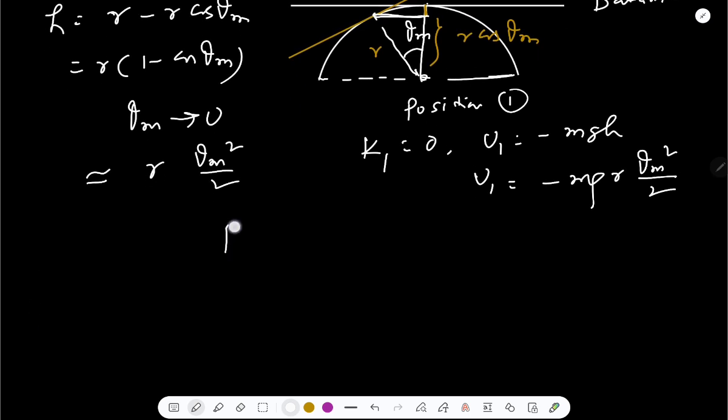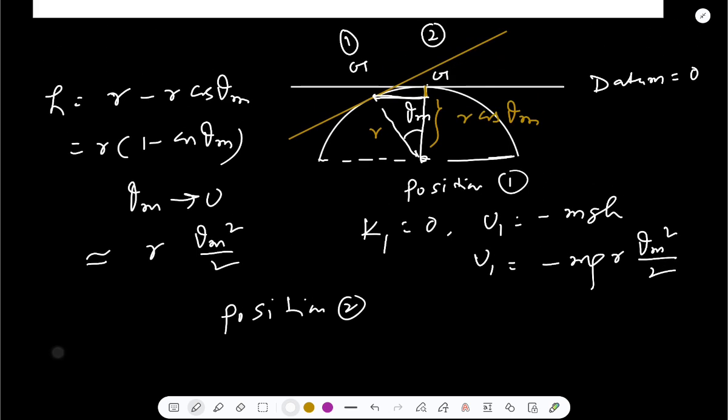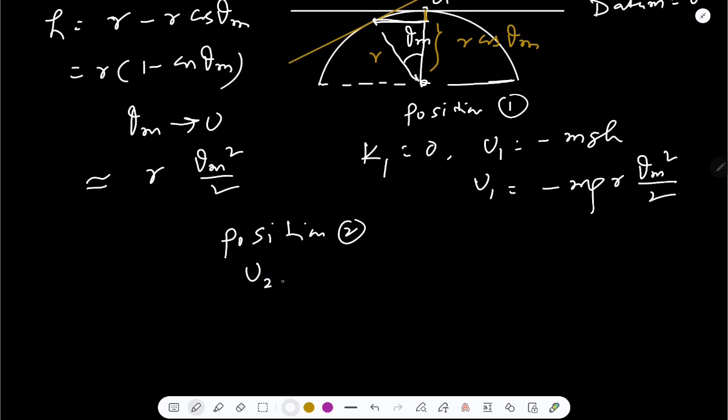And now in position 2, when we talk about position 2, position 2 is the equilibrium position, that means this position here. So it will have a maximum kinetic energy, and its potential energy is of course equal to 0. So in this position 2, potential energy is equal to 0, and kinetic energy here is half I, the moment of inertia of the rod about its axis of rotation perpendicular to its length. So this will be ml square by 12, nothing else, half I.